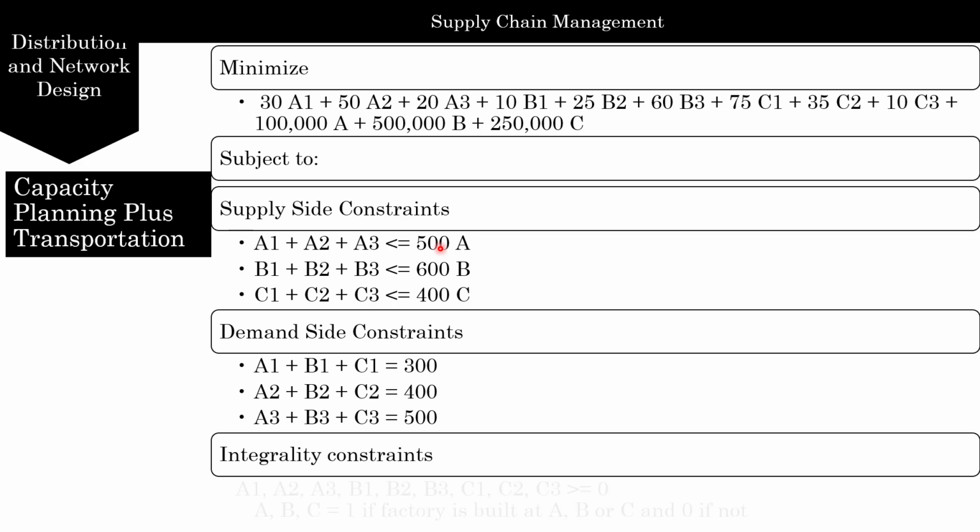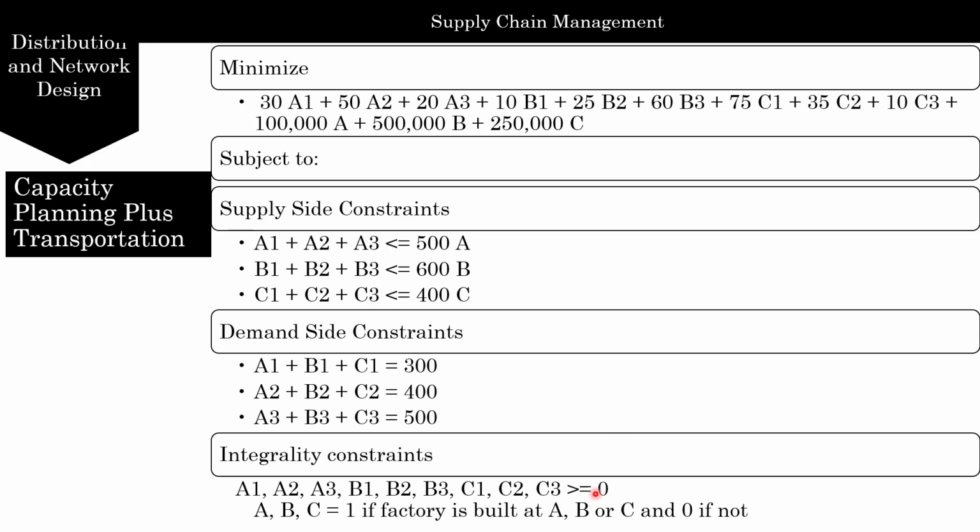And because A1, A2, A3 are all greater than or equal to 0, the only value which is both less than or equal to 0 and greater than or equal to 0 is 0. And so all these values will become 0, right? Similarly, B1, B2, B3, C1, C2, C3. The demand side constraints are pretty much the same, and you have integrality constraints. And then, of course, you have to say A, B, and C is binary, 1 if it's built, 0 if not. So let's look at how we model this problem from here. Let's go to Excel and look at how to set it up in Excel.